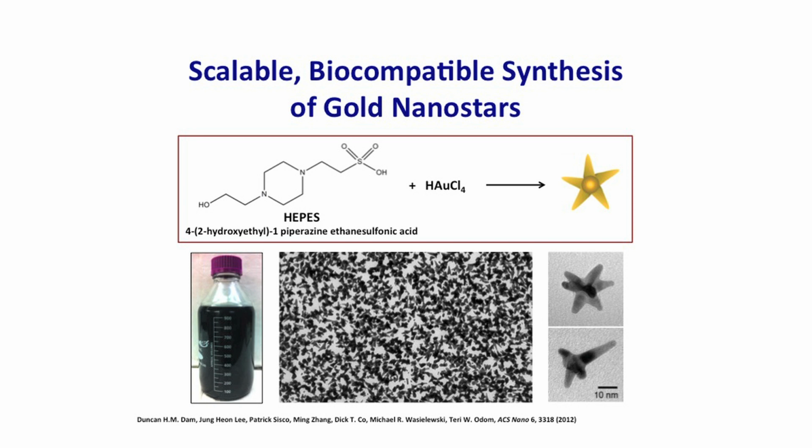This is a liter of what some of the nanostars look like. This is a transmission electron microscope image of them, just so you can see how electron dense they are, but here are some higher resolution images. They tend to have 5, 6, 7 branches. Sometimes they can be longer than others. You can actually control the length and the ratio of these branches by changing the relative concentrations of these reagents, as well as by changing the pH at which we do the reaction.